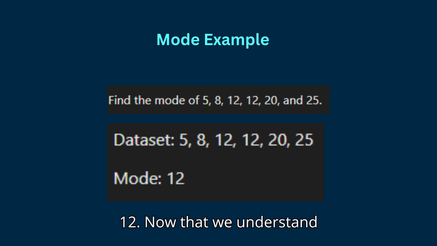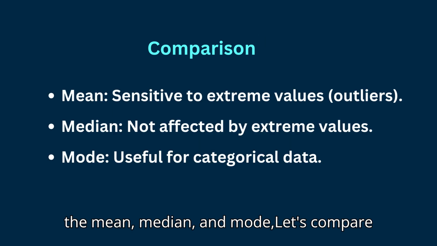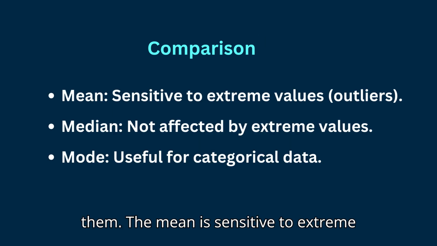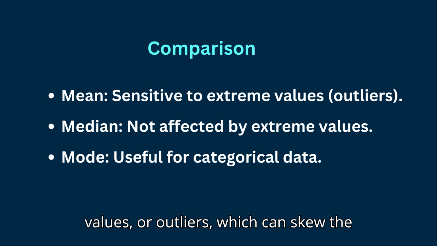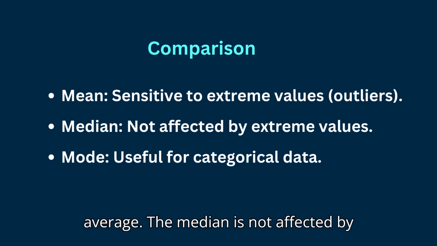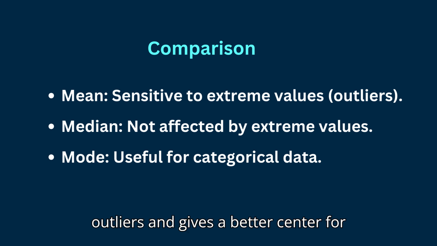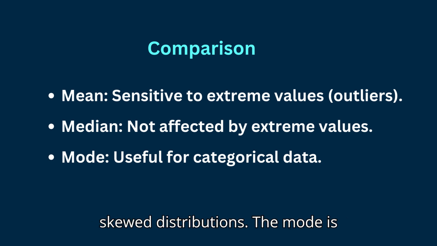Now that we understand the mean, median, and mode, let's compare them. The mean is sensitive to extreme values, or outliers, which can skew the average. The median is not affected by outliers and gives a better center for skewed distributions.